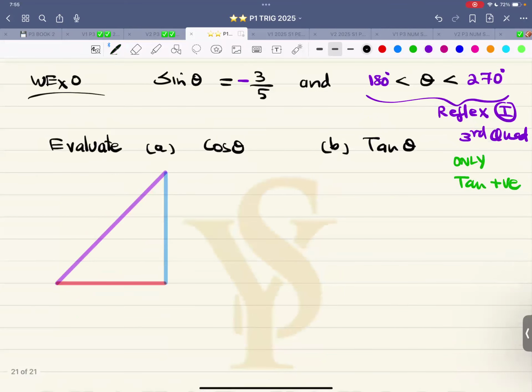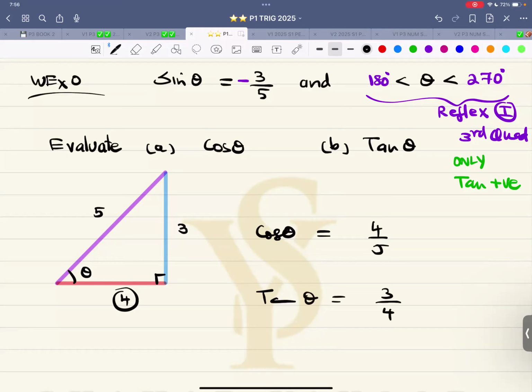So now over here, this is theta, this is 90, this is 3, this is 5, this is 4. Based upon calculation, the negative sign does not appear. Cosine of theta is 4 over 5. Tangent of theta is 3 over 4. Tangent is positive, give it a positive sign. Cosine is negative, give it a negative sign. And this is worked example 3.